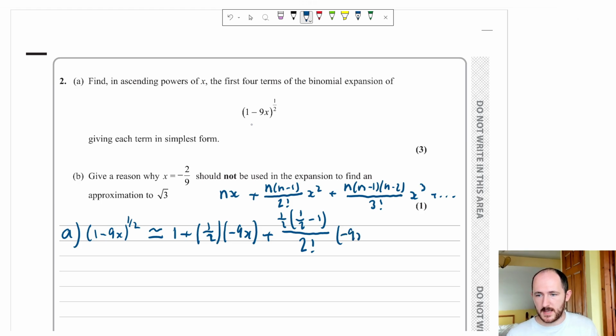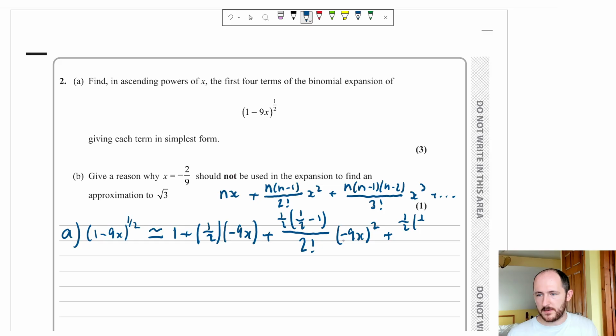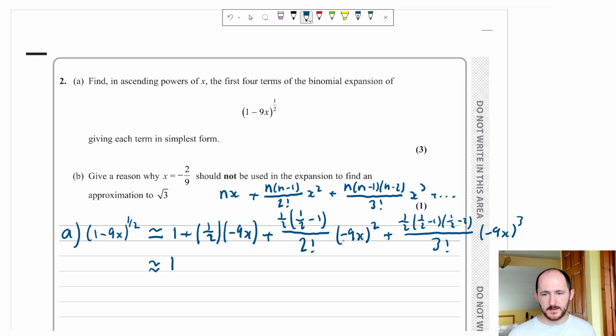Then minus 9x all squared. Remember, the coefficient of x is also in the bracket, so it is a minus 9x, not just an x squared. And we need one more term, so let's do that. We have a half, minus 1, a half, minus 2, all over 3 factorial, times by minus 9x all cubed. And now here's what I would do. So of course the first term is just 1.